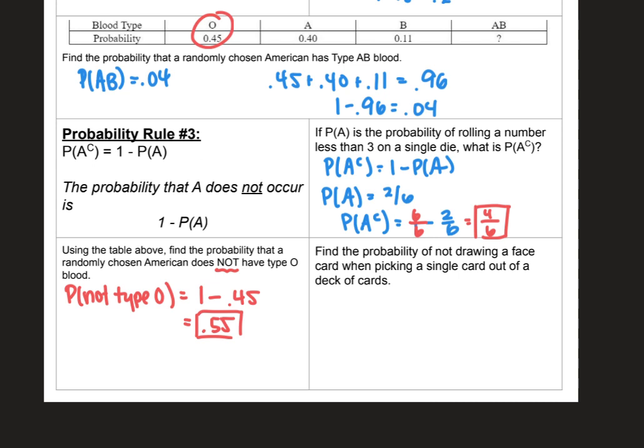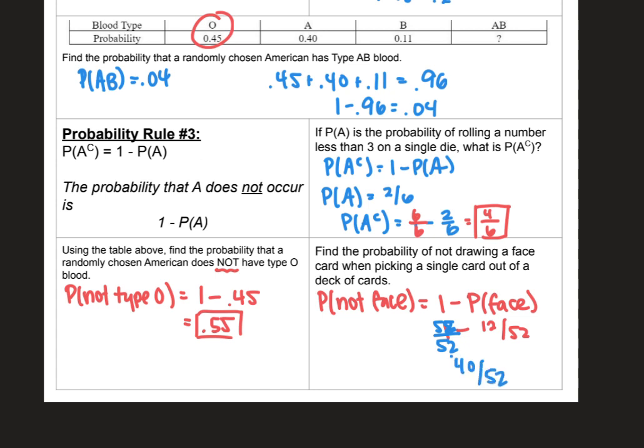Last one, find the probability of not drawing a face card when picking a single card out of a deck of cards. So that means we're finding the probability of not a face card, which is going to be 1 minus the probability of choosing a face card. Well, there are 12 face cards out of 52 total cards. So it's just going to be 1 minus 12 out of 52. So again, we can do that same thing where we change this to 52 over 52 and subtract the numerators. So 52 minus 12 is going to be, what is that? That's going to be 40 out of 52. So I'm just going to leave it as a fraction.